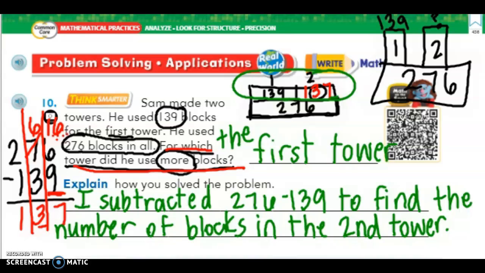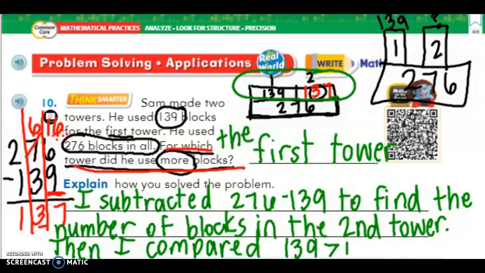Then I compared to see which one was bigger. And I found that 139 is greater than 137. So that is my explanation of how I solved the problem.